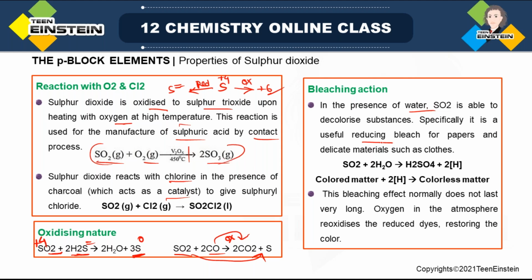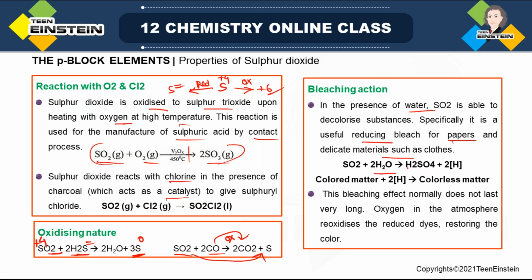Remember there are two types of bleaching possible. One is reducing, another one is oxidizing. Now in case of SO2, the bleaching action that you are seeing is actually by reduction. And it is a useful reducing bleach for papers and delicate materials such as clothes. So it has important application because of its bleaching property.